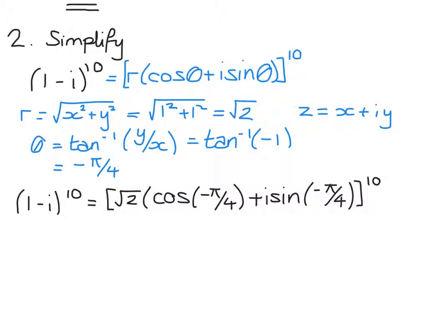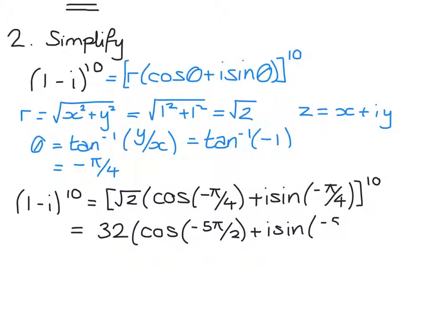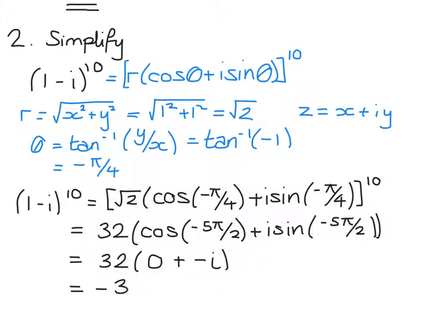Then using de Moivre's theorem we can bring this 10 down into the argument and also do the square root of 2 to the power of 10. So we get that this is actually 32 times (cos of minus 5 pi over 2 plus i sine of minus 5 pi over 2). And then cos of minus 5 pi over 2 is 0, and sine of minus 5 pi over 2 is minus 1, which gives us a final answer of minus 32i.